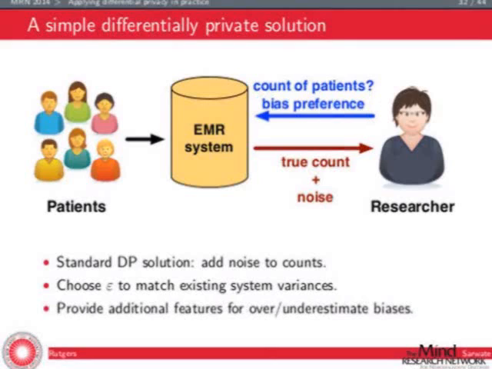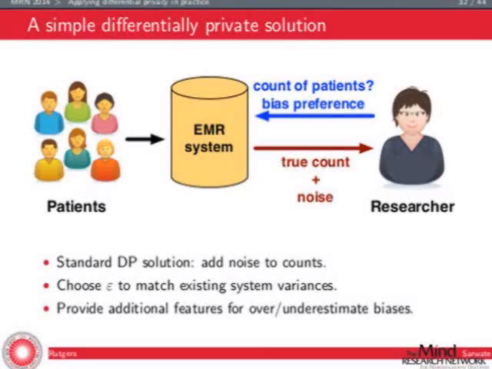And in addition to this interactive choosing of epsilon, we can provide additional features to tune the noise distribution to account for biases in terms of over- and underestimation. You may be very worried about overestimating the number of patients, or you may be more worried about underestimating.